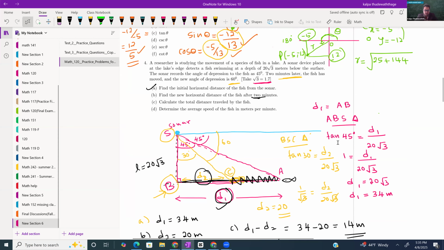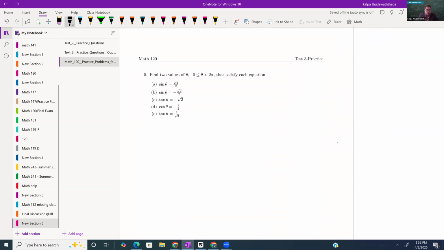Okay, right. Number 5. I think this is a great question, because so far I can give you the angle and you can tell me the sine value, cosine value, and so on. Here I give you the value of the sine and you need to find the angle. Remember, this is not an inverse problem. This is not an inverse trigonometric function.